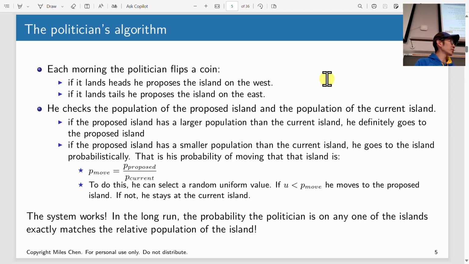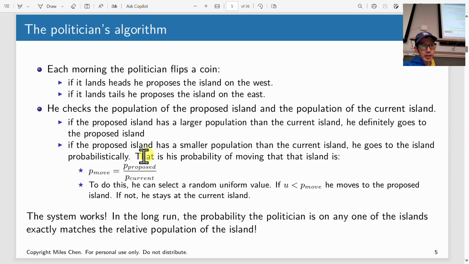So, remember the politician wants to visit the islands proportional to their population. So yeah, if he proposes a bigger island with a higher population, he's gonna say, oh, that's an important island, I gotta go there. So if he proposes it, he's definitely gonna go there, okay? But if he proposes a smaller island, then he's not sure if he should go or not. He doesn't want to completely ignore islands with smaller populations, okay? But also, in the long run, he'd rather stay at his current island than go to the neighboring island, right? So he's going to move there probabilistically.